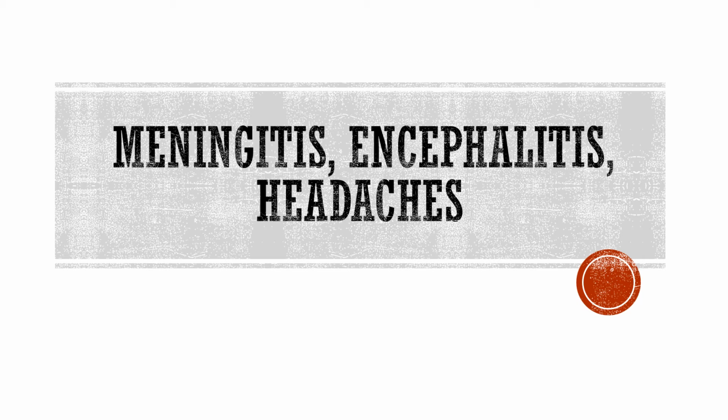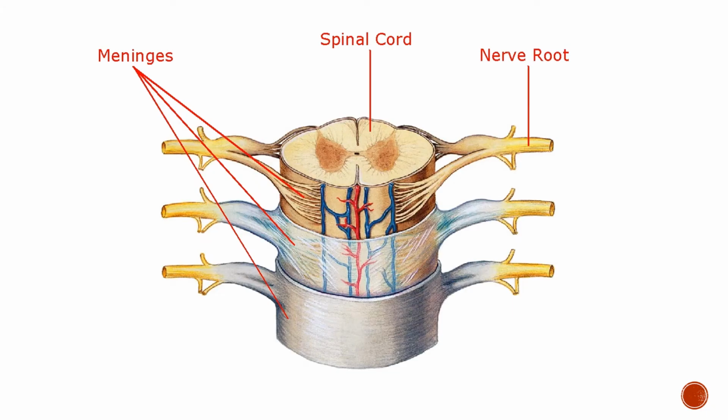Hello, this PowerPoint is going to be covering meningitis, encephalitis, and headaches. First, let's go over some anatomy of the spinal cord. So first you have the spinal cord, you have nerve roots, and you have meninges. So when we're talking about meningitis, we're talking about your meninges. So there are different layers.